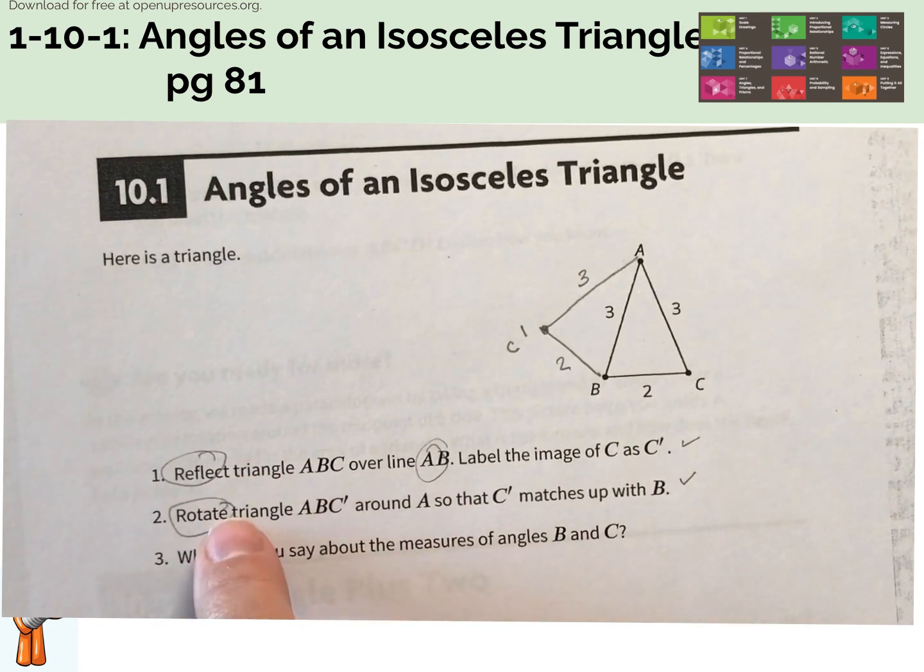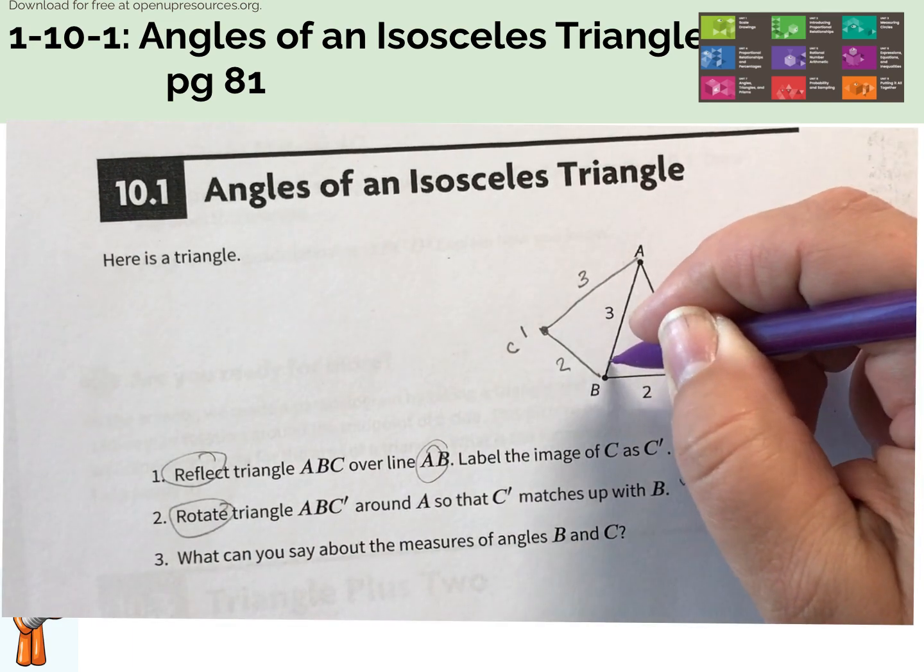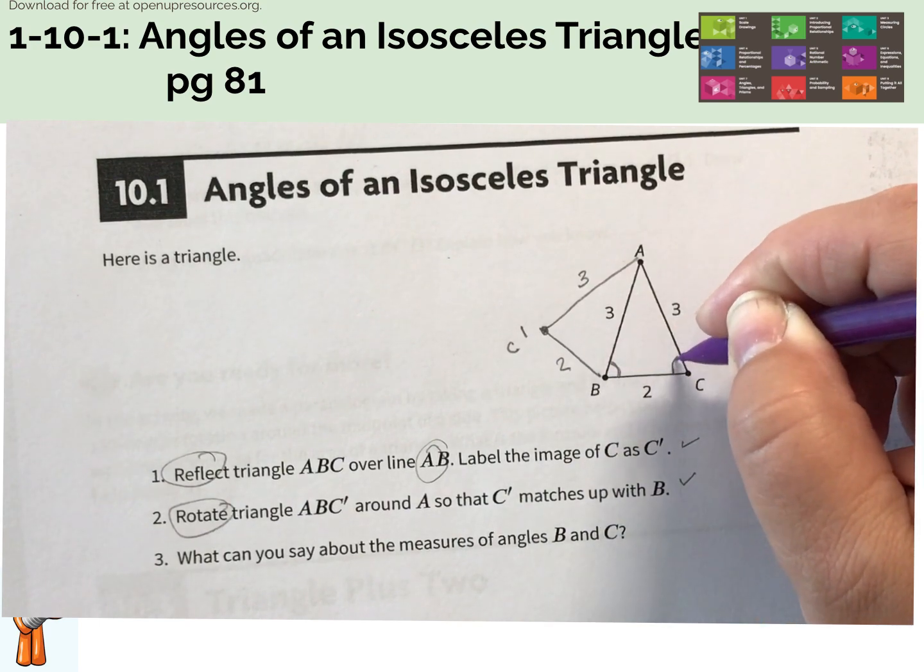Rotation makes it stay the same. They're both what is considered rigid transformation. So what can you say about the measures of angles B and C? So measures of angle B and C.